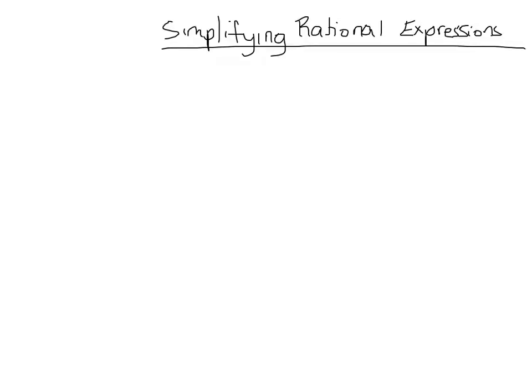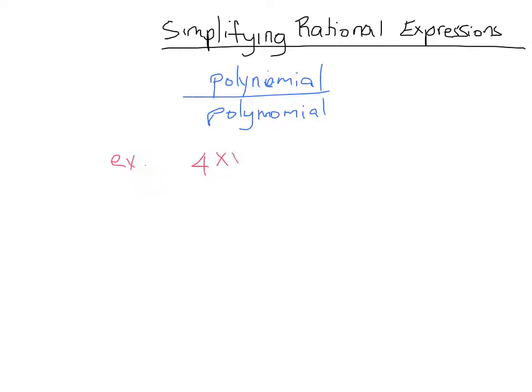In this video, we're going to look at how to simplify rational algebraic expressions. So what exactly is a rational algebraic expression? Well, that's just a fancy way of saying one polynomial over another polynomial. So for example, if I have 4xy squared over 7y, that is a rational expression because it's one polynomial over another polynomial.